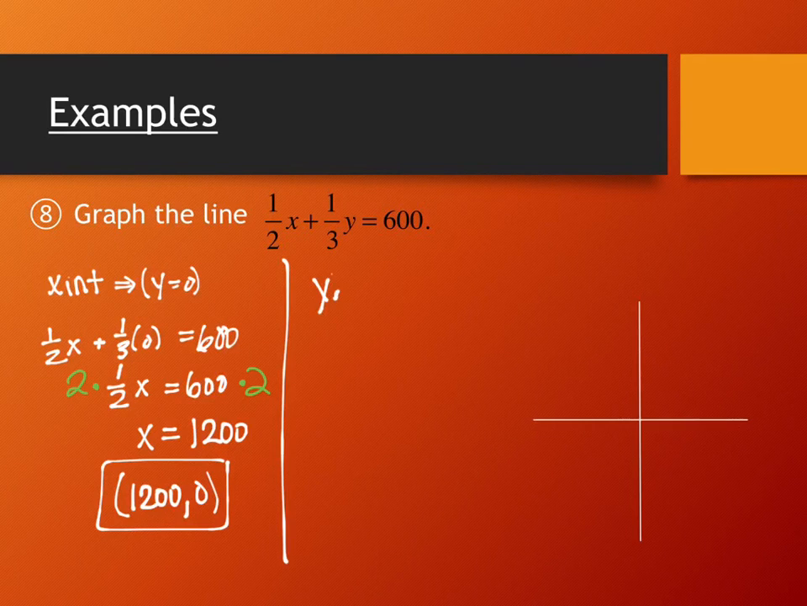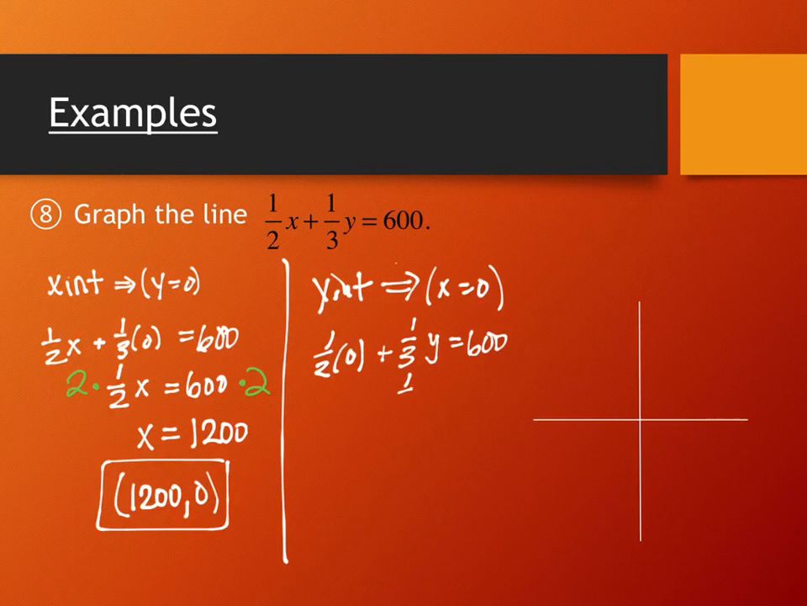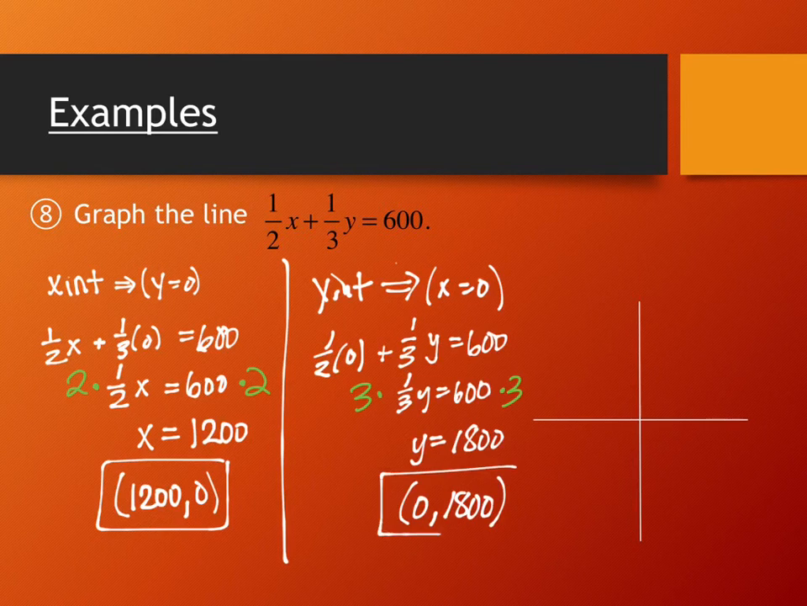Let's do the y-intercept. The y-intercept, which means that x is equal to 0, is 1/2 times 0 plus 1/3 times y equals 600. So this is 1/3 y equals 600. How do I eliminate the 1/3 y? Yeah, I'm going to multiply by 3. So what's y going to equal? 1800. So this is x equals 0, y equals 1800. Those are my two intercepts. So what do I do? Because I'm definitely not going to mark those out this way, right?